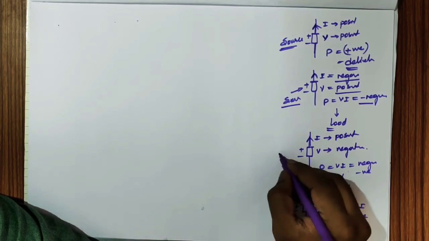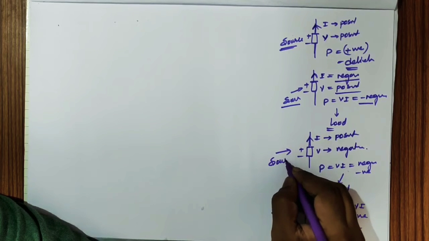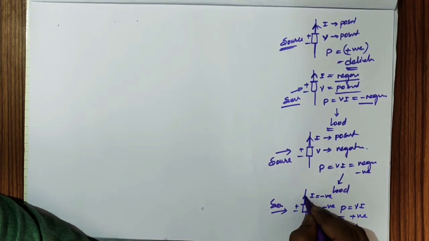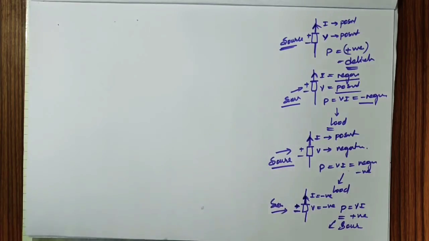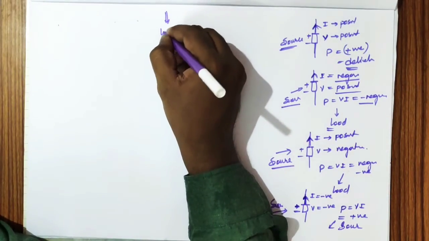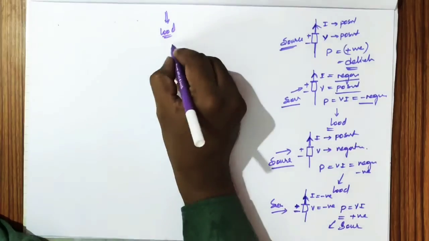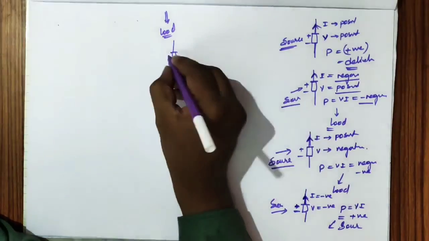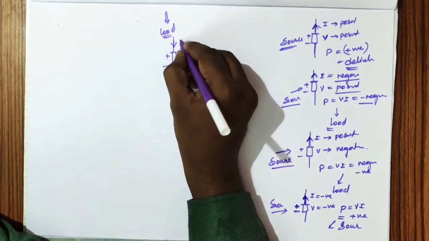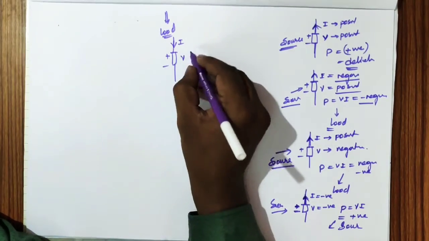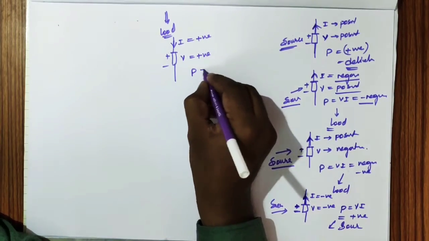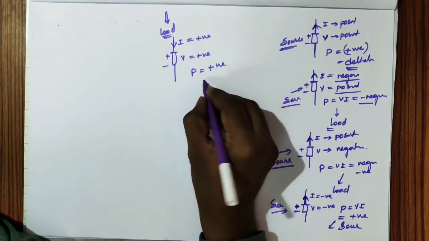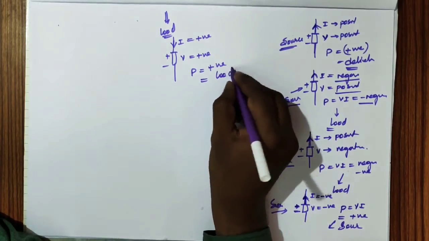So all this analysis is done keeping in mind that this is a source, that is, current is leaving. Whenever current is leaving from the positive element, we say it is a source. Now, if we consider a load, that means current is entering from this terminal. If the voltage is positive and the current is also positive, then the power will be positive. That means this will act as a load.